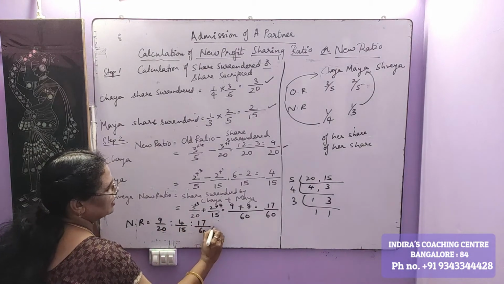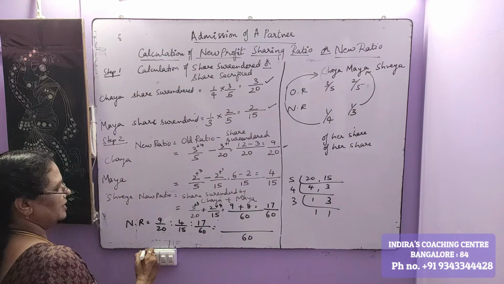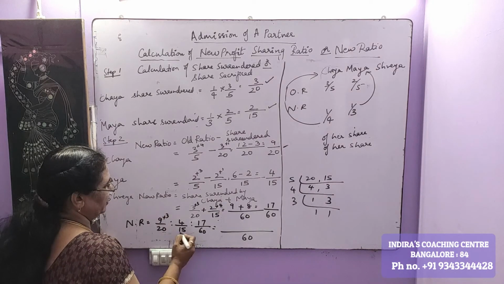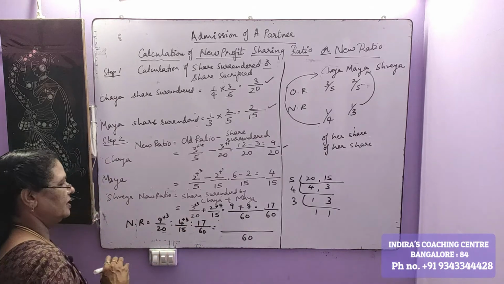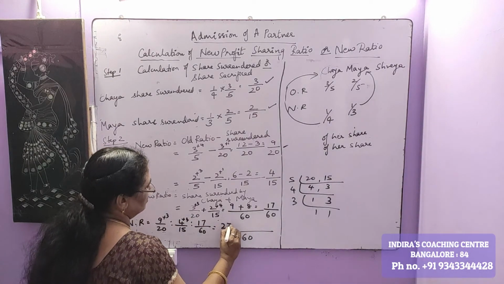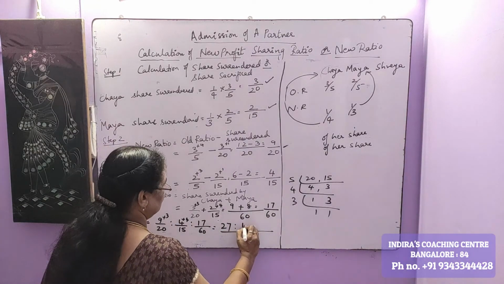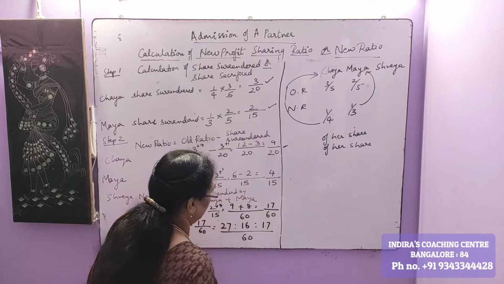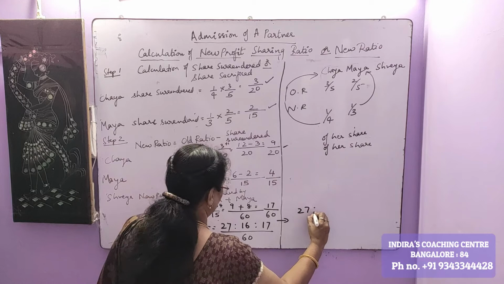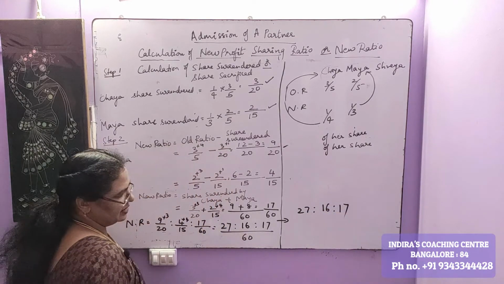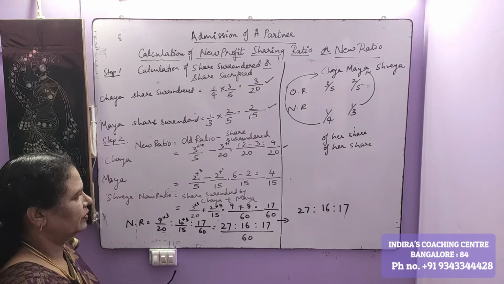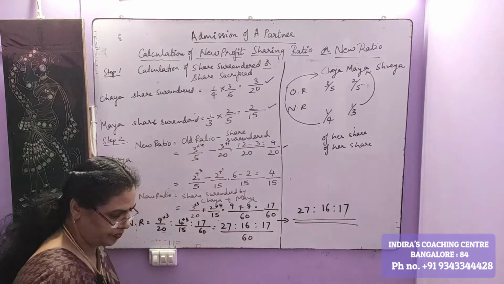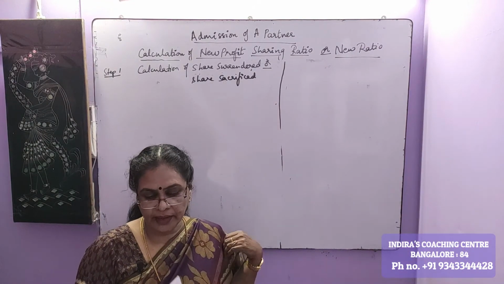You can take the LCM like this, or you can equalize, no problem. To make 20 as 60 you have to multiply by 3. To make 15 as 60 you have to multiply by 4. 9 threes are 27. 4 fours are 16. Plus is to 17. That would be 27 is to 16 is to 17. The total comes up to 60. Your answer is right. This is your answer. Now this is a new way of getting it. You just check up now.